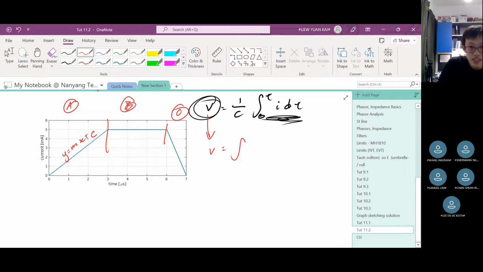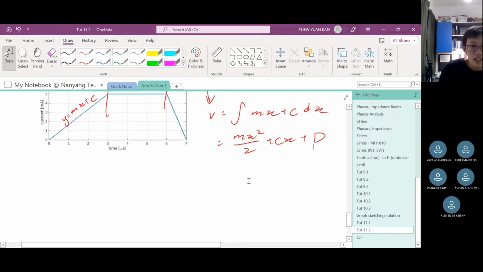So integral of mx plus c, right? To get the voltage, I need to integrate the current. In this case, the current is described by a straight line. So I integrate this straight line. What will I get? If I integrate this with respect to x, I will get this.